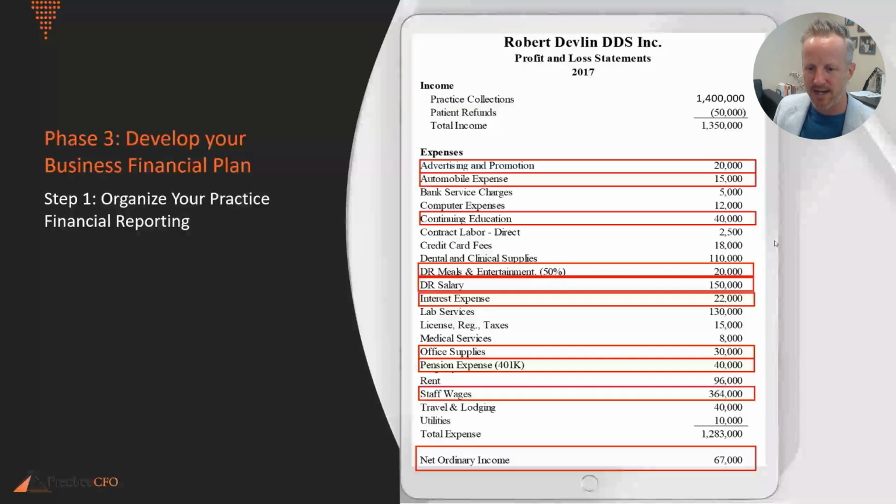All right, staff wages. I highlight that only because a lot of times we bake a spouse or kids into our wages in order to save taxes.